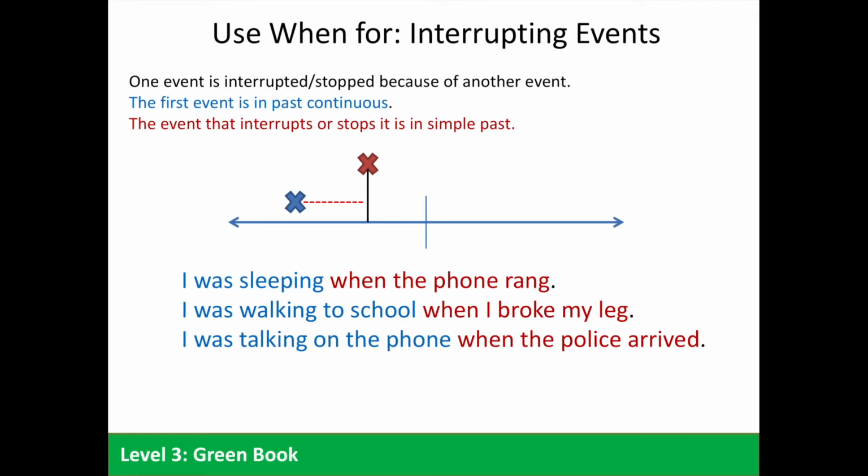So in English, we use when for an interrupting event or action. So one event is interrupted or stopped because of another event. In these sentences, the first event is in the past continuous, and the interrupting action, or the event that interrupts or stops, is in the simple past.